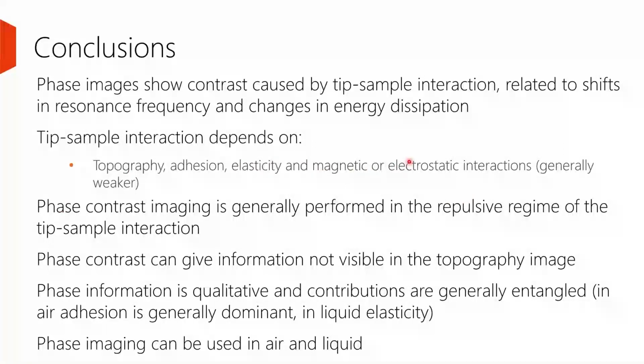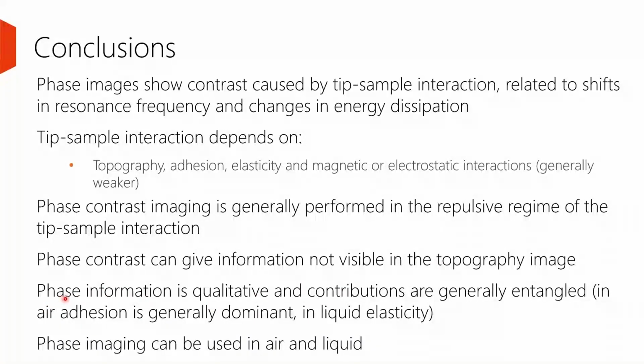Not for the magnetic and electrostatic, but for the other ones, phase contrast is generally performed in the repulsive regime. There you will get the largest contrast caused by the sample properties. The phase contrast can give you information that is not visible in the topography, like those lines that we saw on the Sylgard sample.